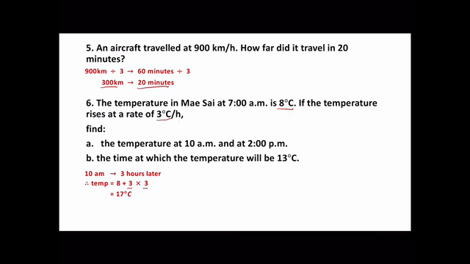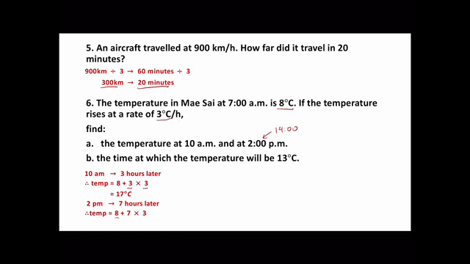Same with the next part, 2 p.m. So 2 p.m., you think in 24-hour time, that's going to be 14. It makes it easier to see that that is 7 hours later. From 7 a.m. to 2 p.m. is 7 hours. That means the temperature will be the 8 that it started at, and then you have to add 7 times 3.